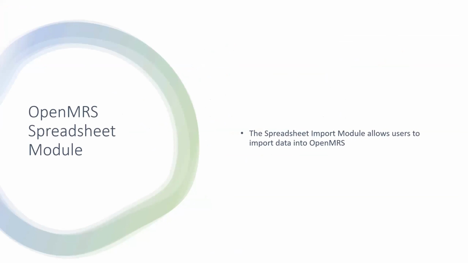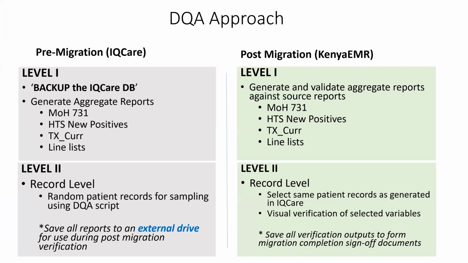I've talked about the OpenMRS spreadsheet module, which allows us to import the data that we have extracted from IQCare into OpenMRS. Again, within the same package, there is the data quality component, because the migration is the easier part. But what is being migrated? You want to be sure that if you're migrating mangoes, you're actually getting mangoes at the end of the day. So there is the DQA component, which we have separated into two levels.